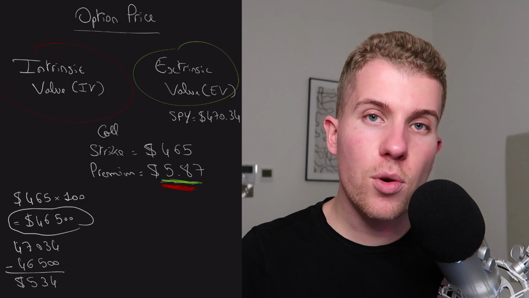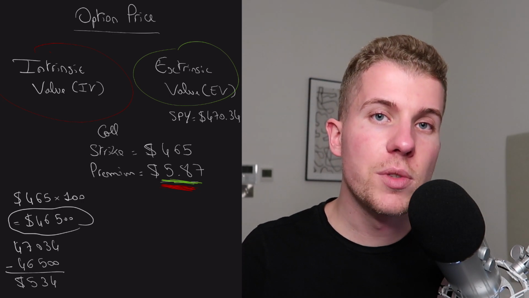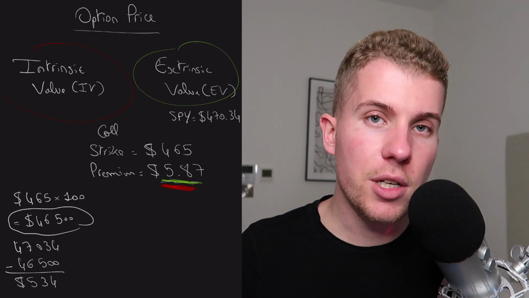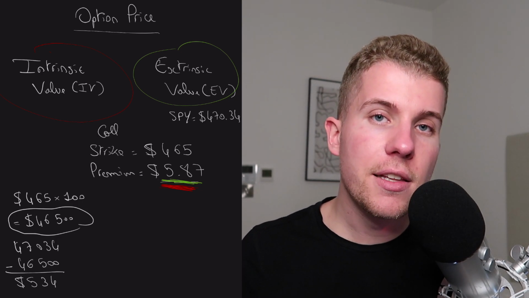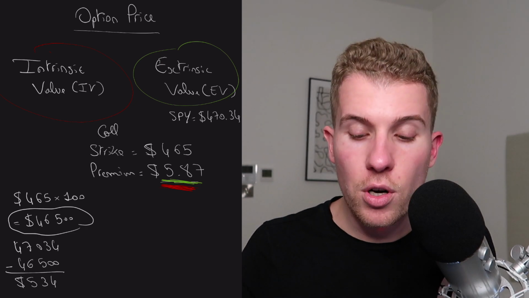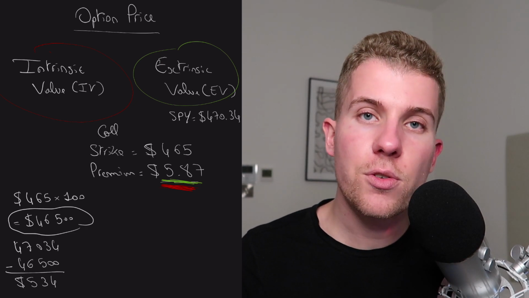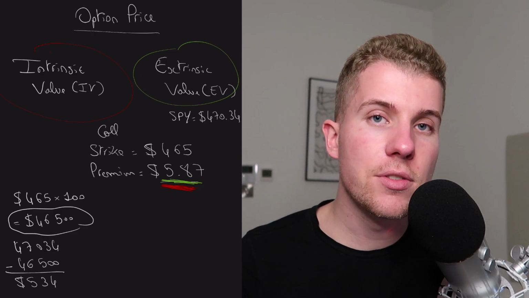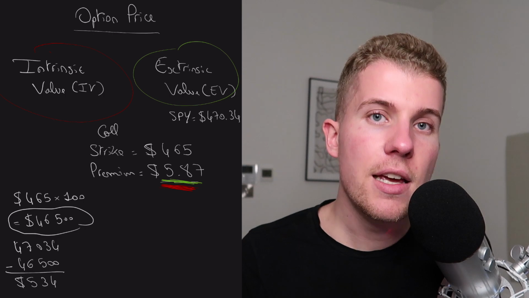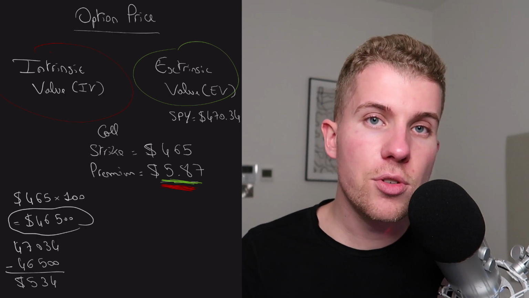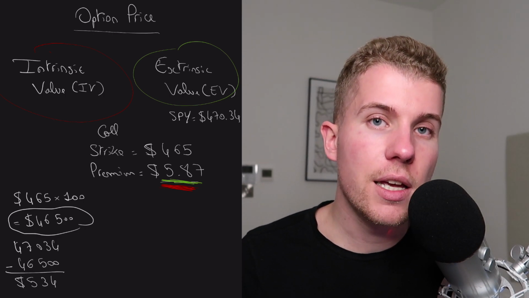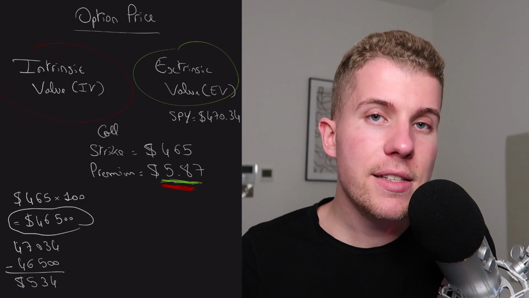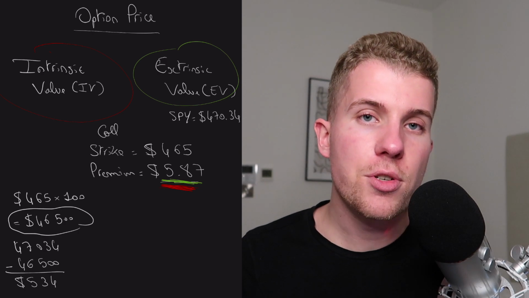If you decide to buy a call option and the current stock price is already above your strike price, then we say that your call option is in the money. And when options get in the money, they're going to gain intrinsic value. So, as your call option has a strike of $465 and the current stock price is $470.34, then in that case, your call option is in the money by $5.34. And that's the intrinsic value that your option has.